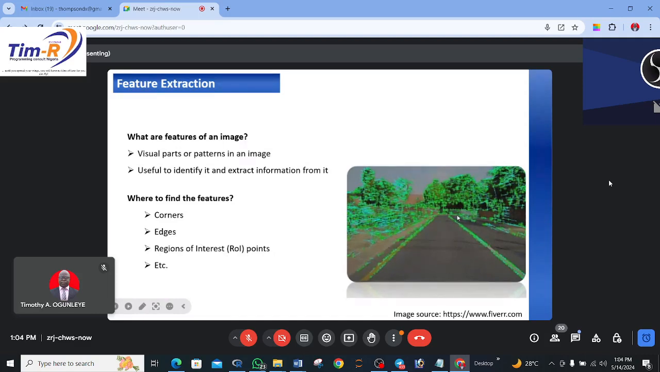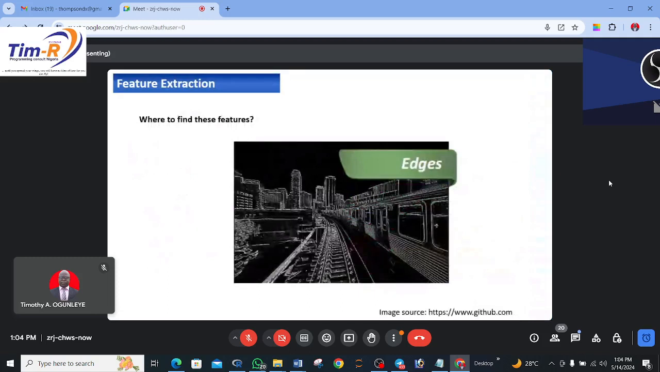Because in an image, not all the features are important. For example, if you snap yourself and you want to do facial recognition, it's just your face. So that's the feature we want, and we won't consider other features. So the features that are important are the corners, the edges, and the region of interest, and any other point of interest.